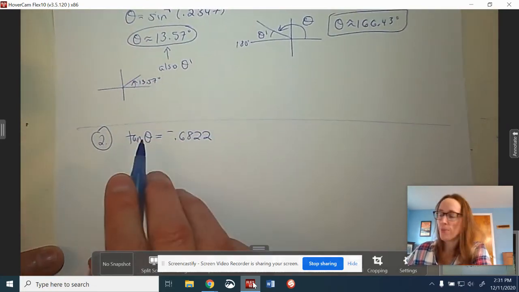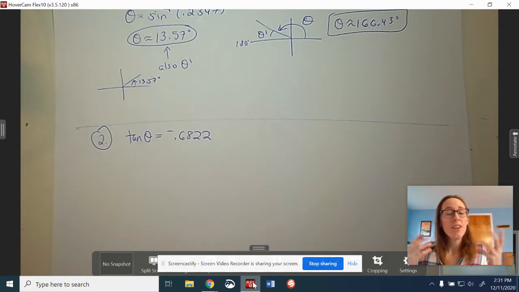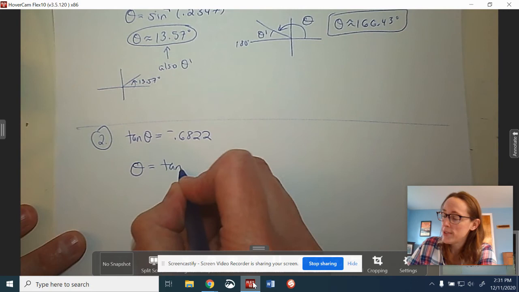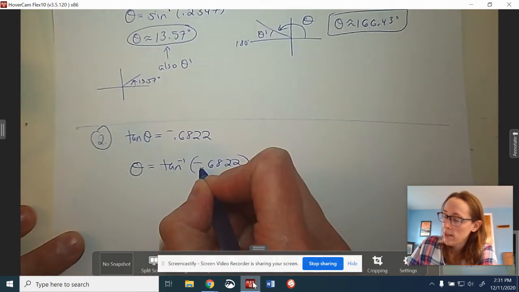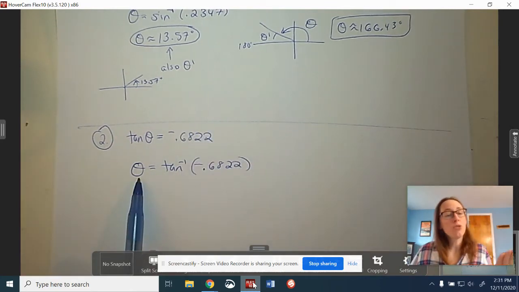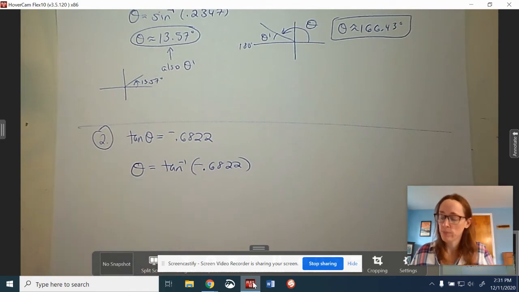Okay, for number 2, the given problem is that tangent is equal to negative 0.6822. So we start this problem the same as last time. We're trying to find the angle, so we're going to use tan inverse. We're going to put the ratio in. The ratio has no units. Theta could be degrees or radians. We're going to stay in degree mode because the direction said to give answers in degrees.